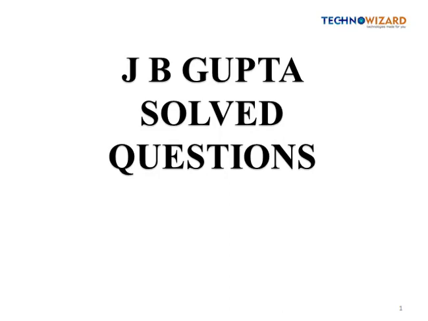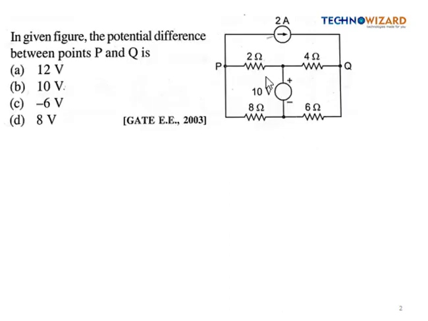So let's see our first question. So this is our first question. In the given figure, the potential difference between the points P and Q is. So in this question, basically we have to find out the potential difference between the points P and Q.